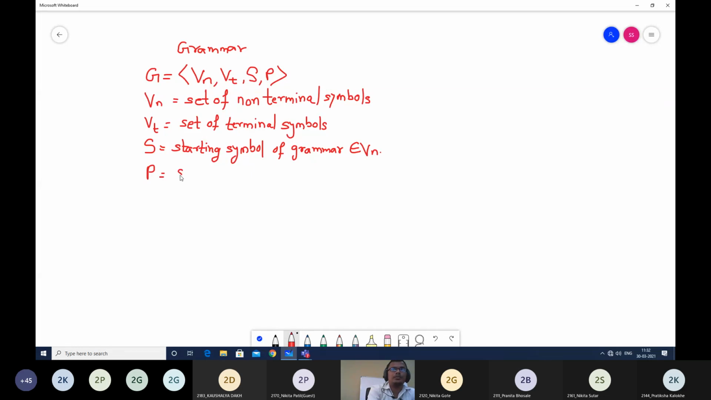P is the set of production rules, where each production rule is of the form alpha derives beta. We read this as alpha derives beta. Now, depending upon what you have in your alpha and what you have in your beta, we have a total of four types of grammar.